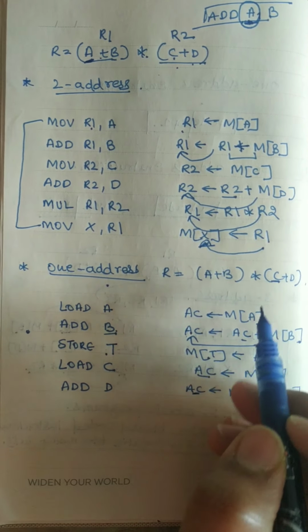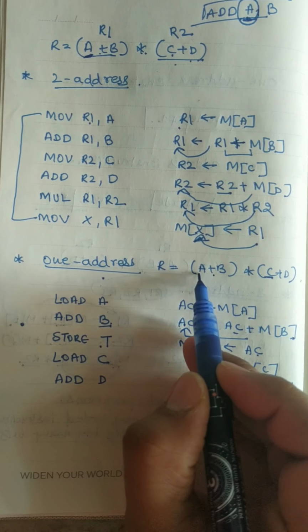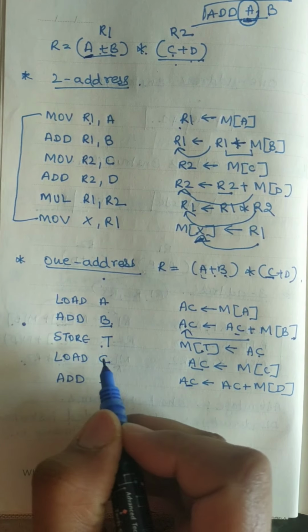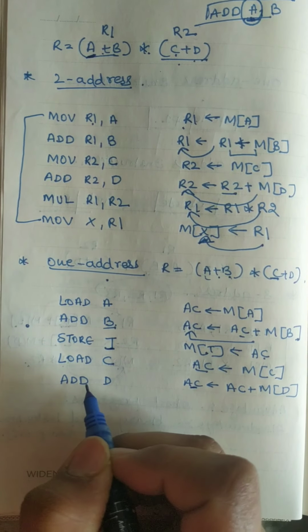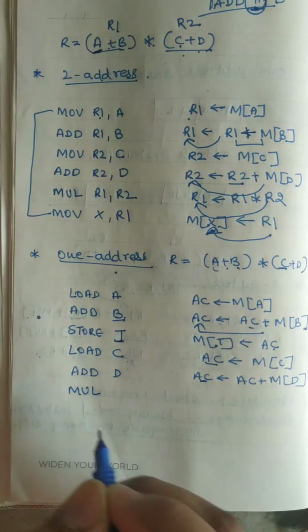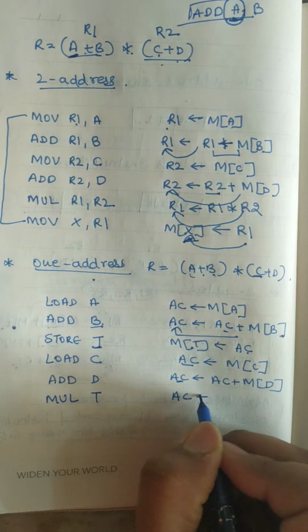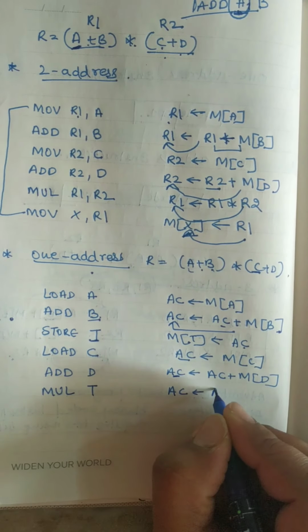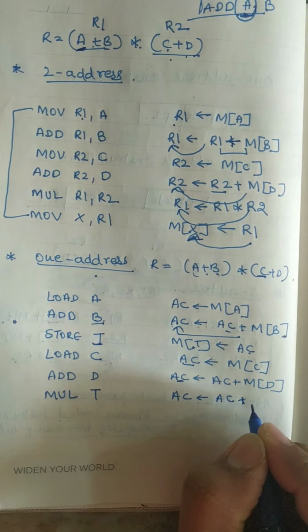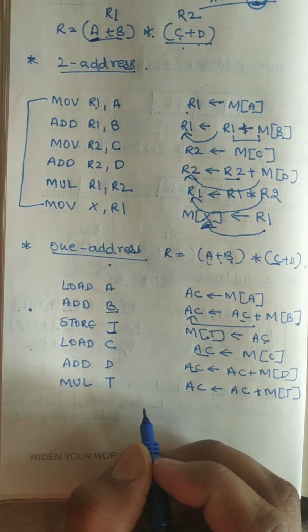Now we need to multiply it with A plus B, and this A plus B is stored in our variable T. So it will be done as multiply T, and it will be executed as accumulator equals accumulator into the contents of the memory location T.